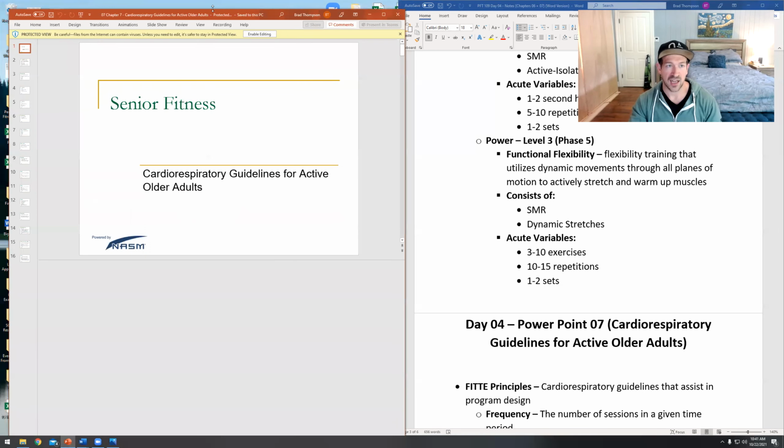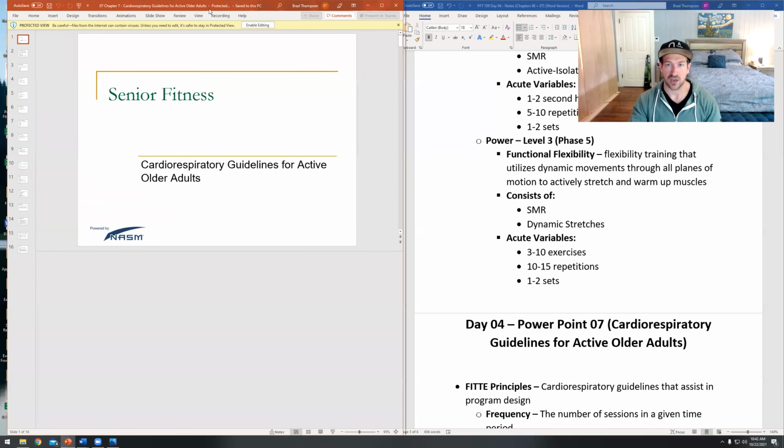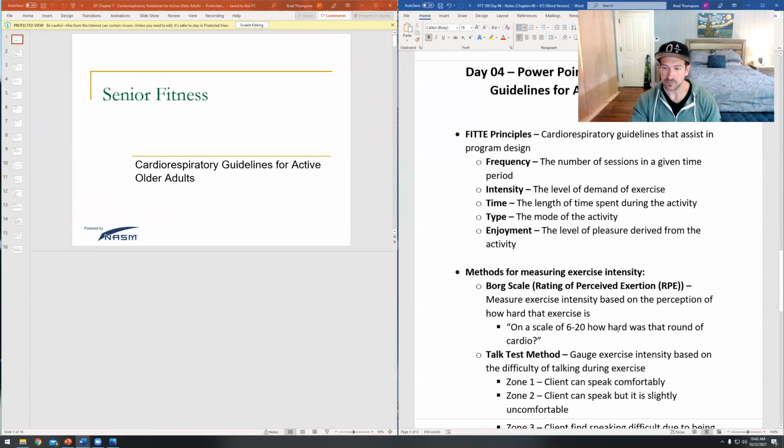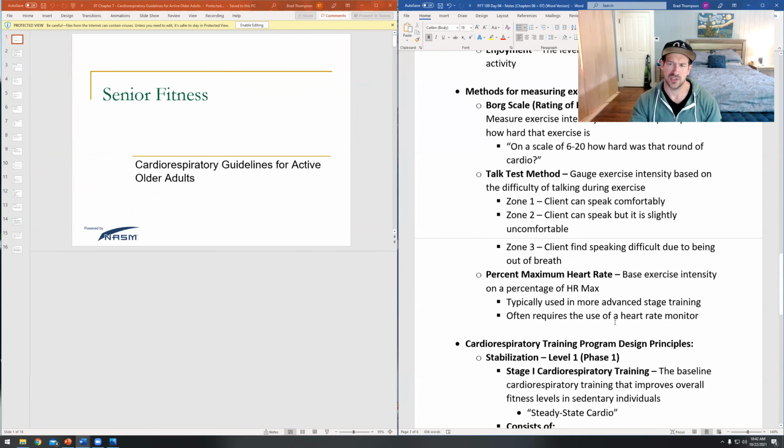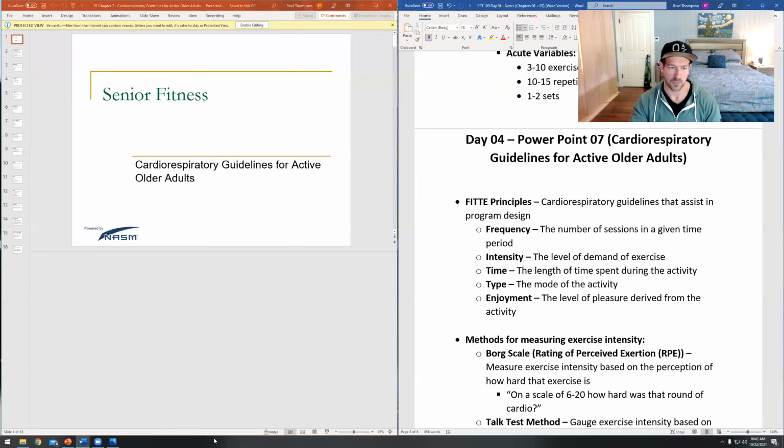All right, let's go ahead and talk about cardio. Cardio is a little bit more simple. It's a little bit easier. The notes look a little bit longer, but honestly, it's much more basic.